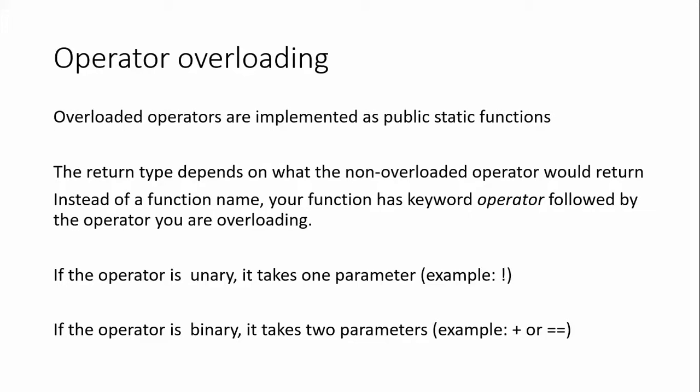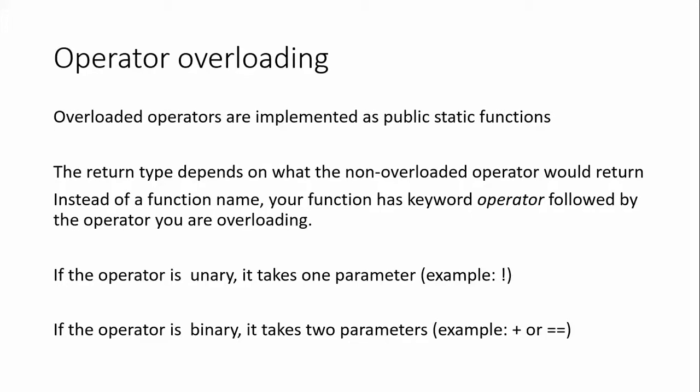And the return type for this public static function is going to be dependent on context. So if you're adding two integers together, you're going to return an integer. If you're adding two complex numbers together, you're going to return a complex number. If you're comparing two things, you're going to return a Boolean, true or false. So the return type is context dependent.